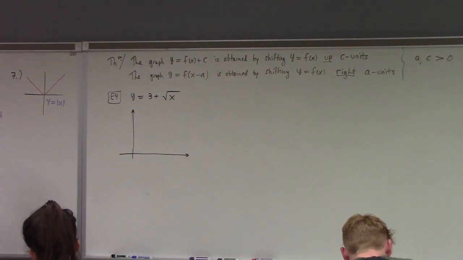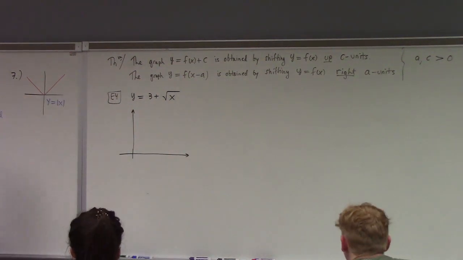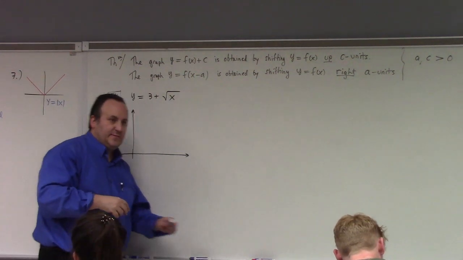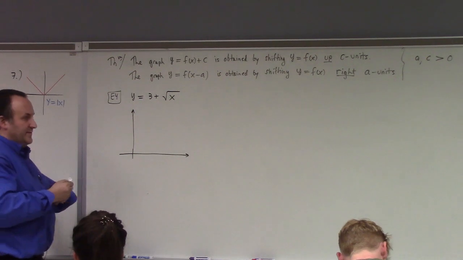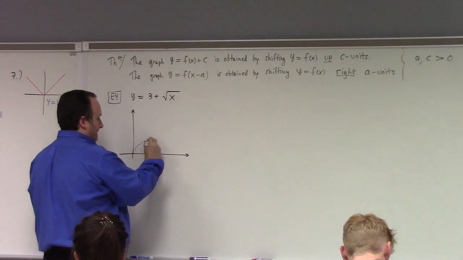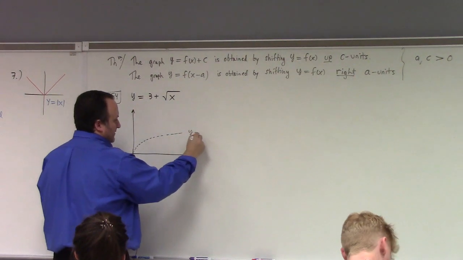So how should I do this? What I do is I start by just reminding myself what the standard example that's related to my example is, which is square root of x. That's like this down here. Okay, there's y equals square root of x, something like that.